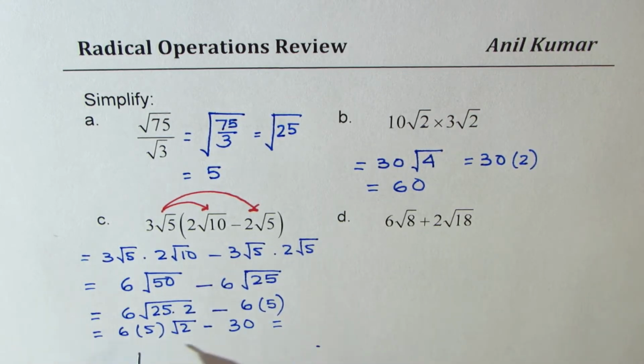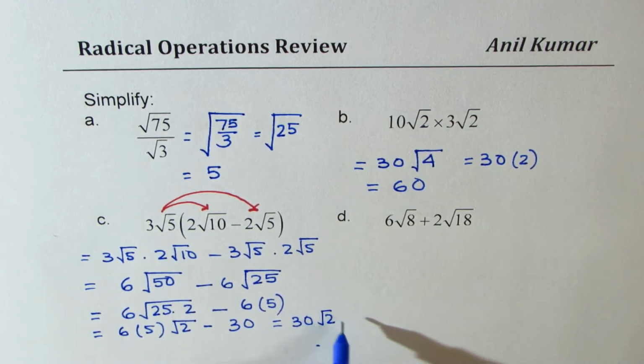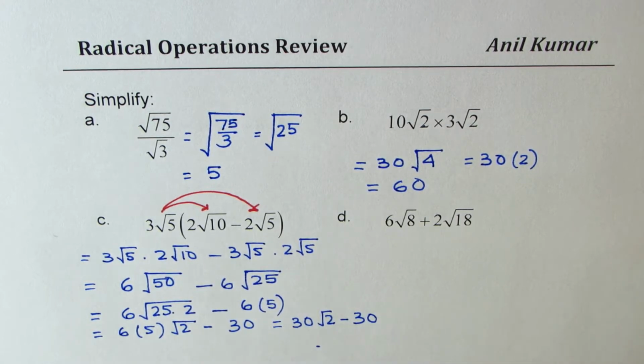This could be written as 6 times 5 as 30, square root 2 minus 30. If you want, you can also factor 30 and rewrite the given expression as 30 within brackets square root 2 minus 1. Any of them is correct.